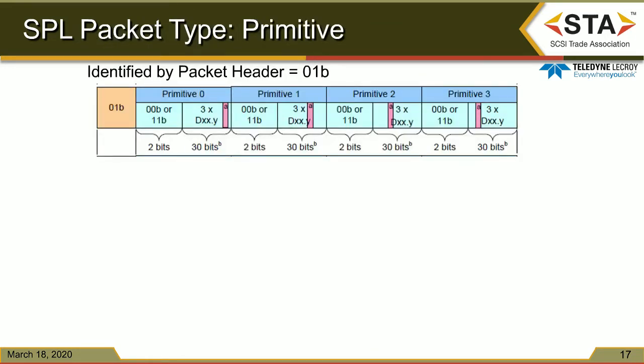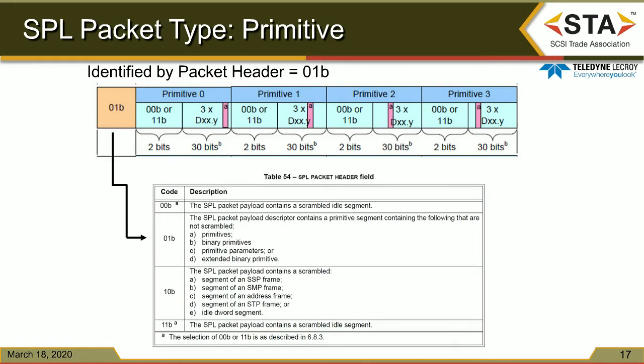The other critical SPL packet is the primitive type. Most primitives here have the same role as they did in SAS3. They're used for acknowledgement, flow control, opening connections. But now they can appear bundled together in an SPL primitive segment, usually in groups of 4, but not always.